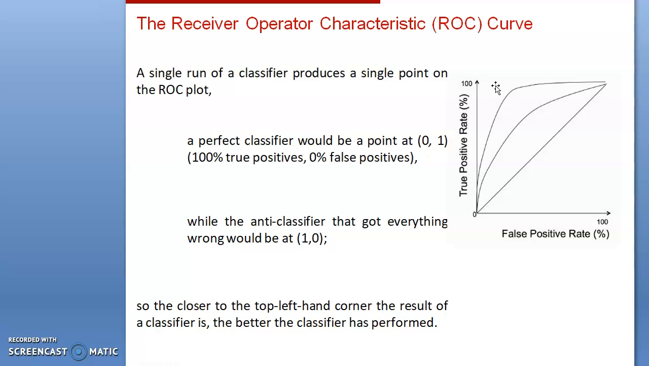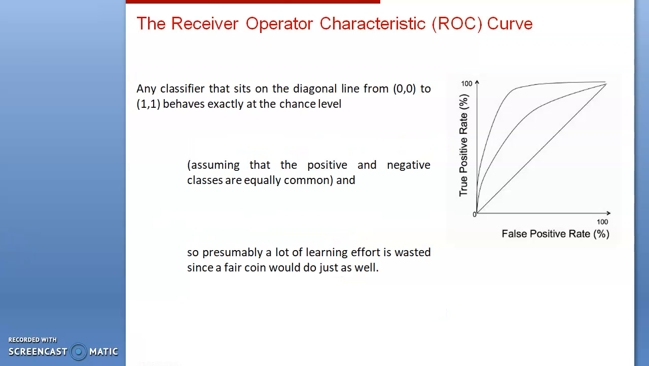Suppose the actual data is shown here. This is a good classifier. Otherwise, if the classifier is at 1, 0, it is a bad classifier. Any classifier that sits on the diagonal line from 0, 0 to 1, 1, where 1 means 100 and 0 means 0, behaves exactly at the chance level, assuming that the positive and negative classes are equally common, and so presumably a lot of learning effort is wasted since a fair coin would do just as well.